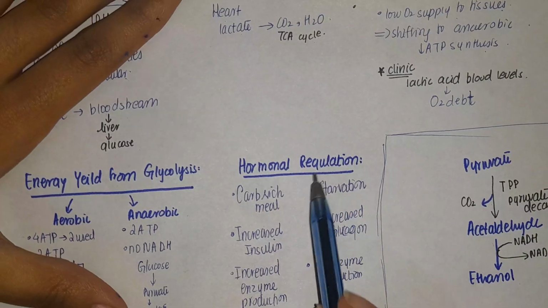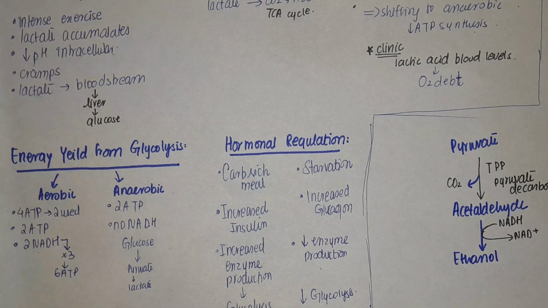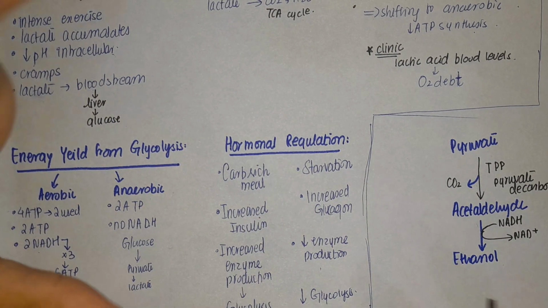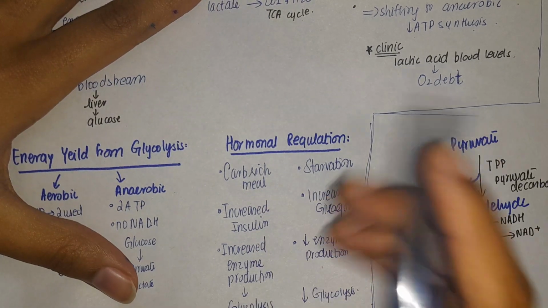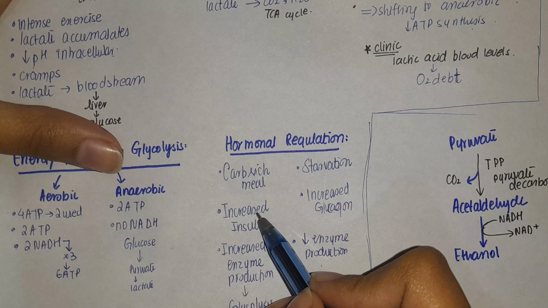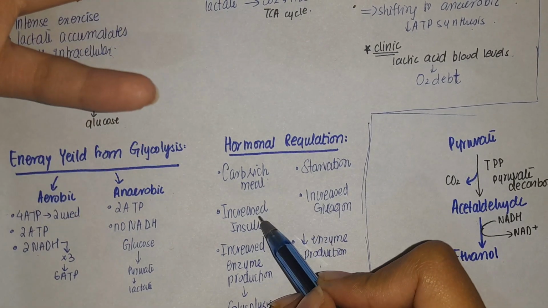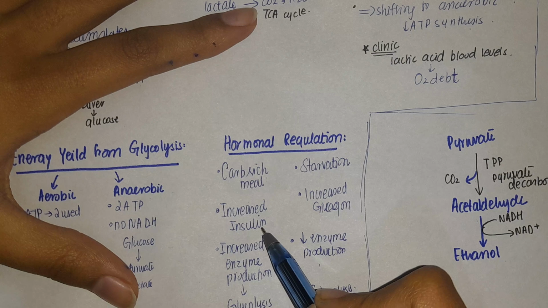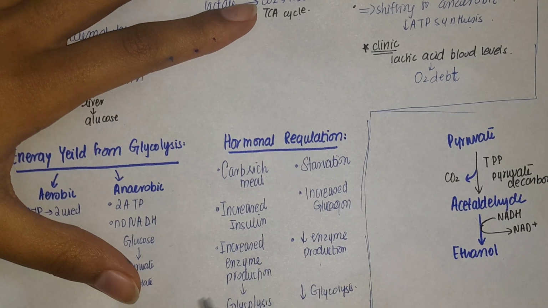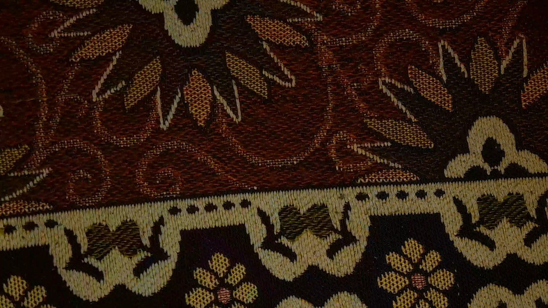Now we can talk about hormonal regulation. Very easy: why do you want glycolysis to take place when you have more glucose? So when do you have more glucose? When you have taken a carbohydrate-rich meal. Whenever there's an increased amount of glucose, increased insulin will be produced, and this insulin causes increased synthesis of glycolytic enzymes. So what do I mean by this?